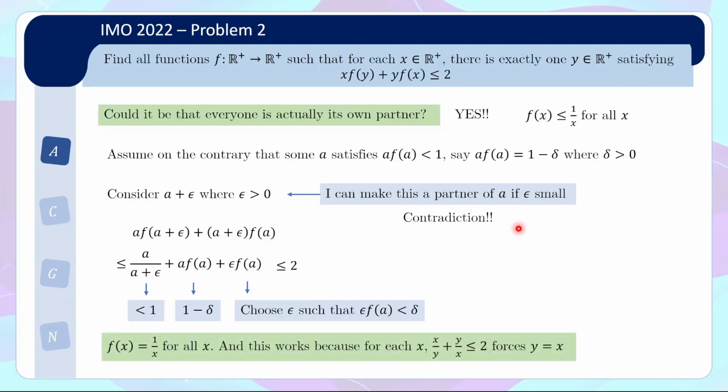So it turns out that f(x) will be equal to 1 over x for all x. And lastly, this is the only candidate. We just very quickly check that this works, because for each x, the inequality is basically this, and this can only be satisfied for y equals x.